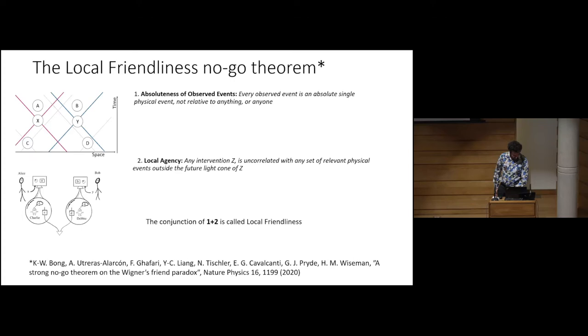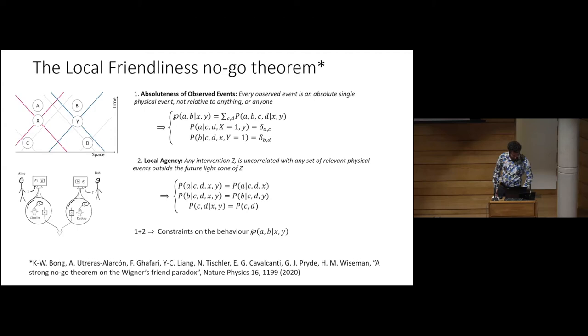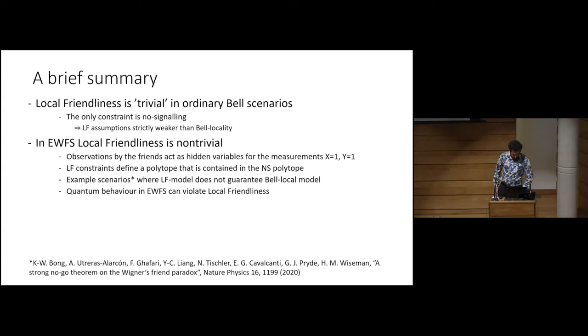These translate to constraints, conditions that constrain the behavior that the super observers, so Alice and Bob, can see in this experiment. And I'll just summarize it very briefly like this. If we consider ordinary Bell scenarios, so that's a case where there is no Charlie and Debbie, then the only constraint is no signaling. But it becomes very interesting in these extended Wigner's friend scenarios, because there the observations by the friends are like hidden variables for those special measurements.